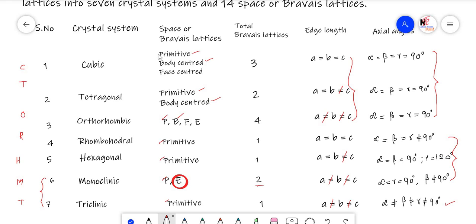When 3 are there: primitive, body centered, face centered. Here, primitive and body centered. Here all 4 are possible: primitive, body centered, face centered and end centered, because we have discussed these types of unit cells. So this is the way to memorize the space or Bravais lattices and the number of Bravais lattices. Hope you understood today's session. Thank you.